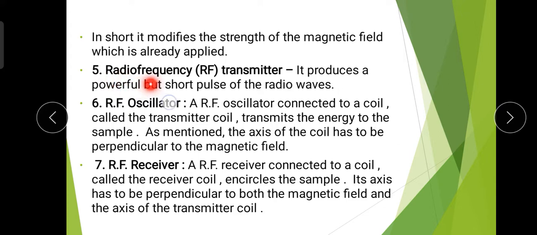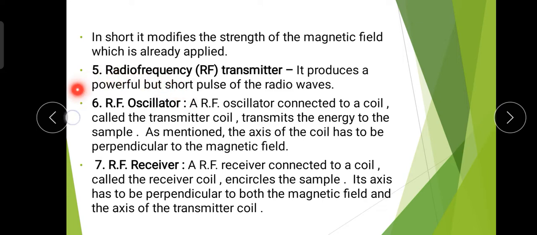Now the fifth part is the radio frequency transmitter, in short the RF transmitter. It produces a powerful but short pulse of radio waves. We know that NMR spectroscopy falls in the radio wave frequency region, and in the NMR spectrometer the radio wave frequency transmitter is a very important part. It produces a short pulse of radio waves so that the photon of these radio waves gets absorbed when its energy is equal to the energy difference between the two adjacent levels, and the resonance condition takes place.